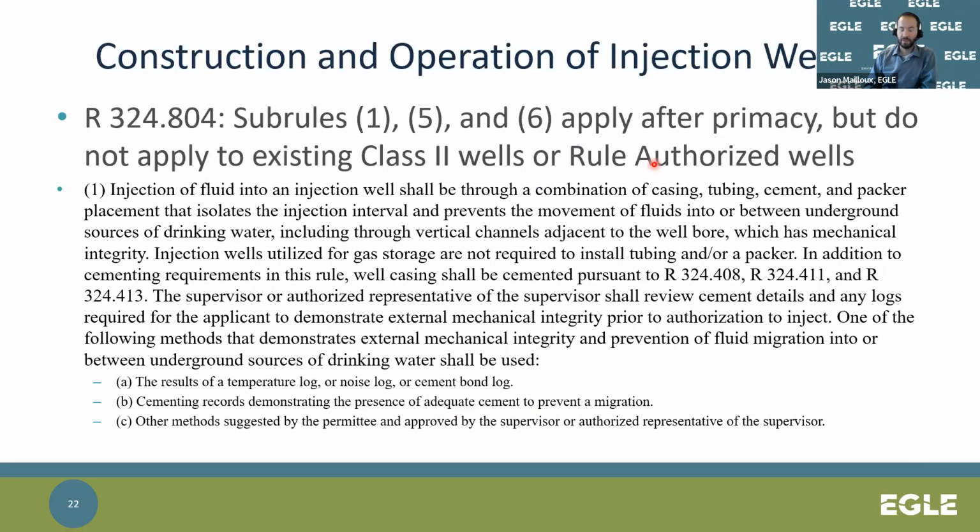So I've said we start at the end and we'll go at the beginning, so that we went through 802, 803. 804 has just 3 provisions, subrules 1, 3, and 5, that apply after primacy or upon the date of primacy, but do not apply to existing Class II wells or rule authorized wells. So if you have a new well or a conversion, you have to look at this. I won't read you the whole thing here, but really what this is about is demonstration of external mechanical integrity.